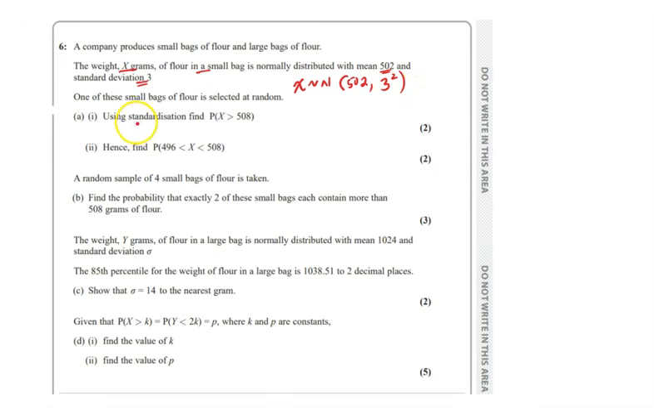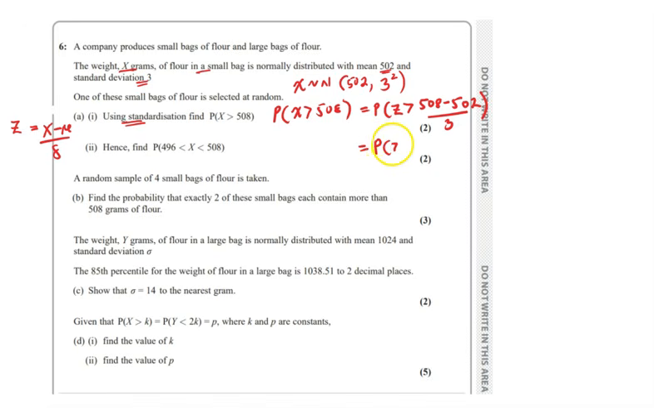Use standardization. That means they're very specific here. You cannot just use your calculator. Use standardization to find this probability. Remember the formula for standardization: z equals x minus mu over the standard deviation. That means the probability that x is greater than 508 is going to be the probability that z is greater than, so we standardize it, 508 minus your mean 502, over the standard deviation, which is 3. And this will be the probability that z is greater than 2.